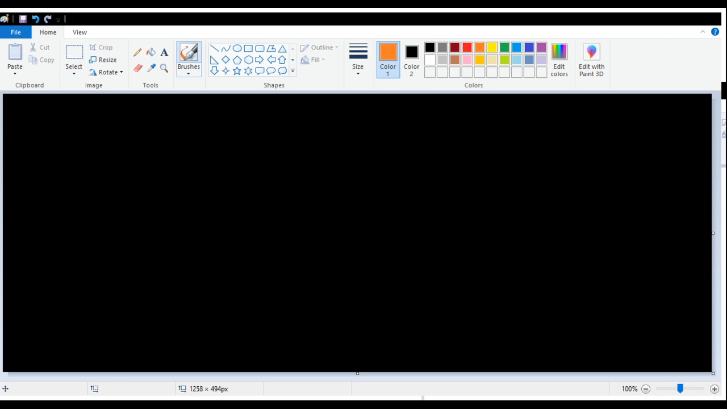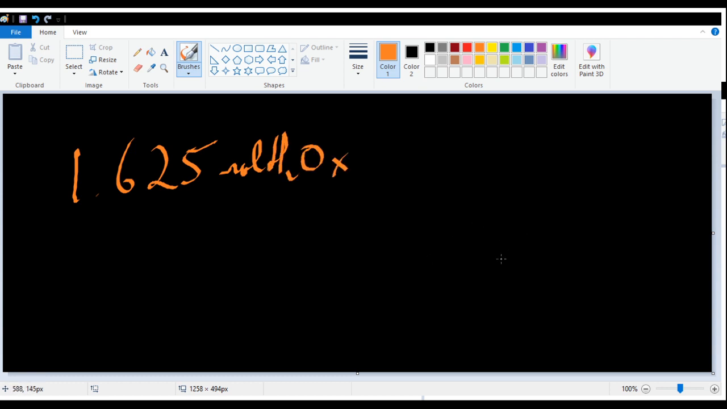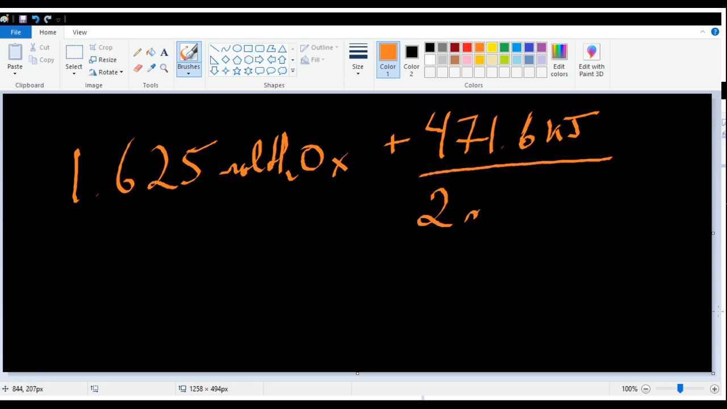Okay, so when we do our math this time, it's 1.625 moles of water times positive, because remember, we reversed the direction, 471.6 kilojoules per 2 moles of water. Because it's 471.6 kilojoules every time that reaction happens as written. And when the reaction happens as written, it splits or produces 2 moles of water.